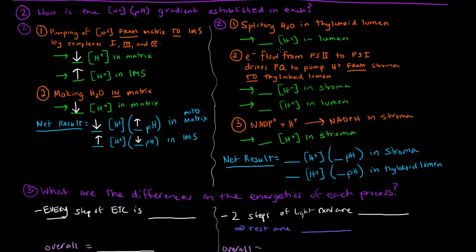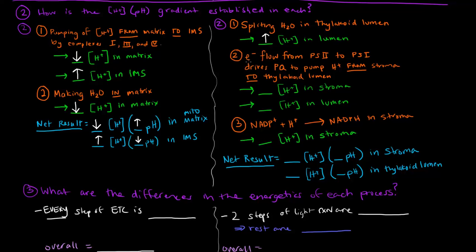Now, in the chloroplasts, we also have a proton gradient established, but it's established in a different way. The first thing that happens is the splitting of water in the thylakoid lumen. So if we take water, we oxidize it, right? We break it up into oxygen and protons. And those protons are free floating, and if this is happening in the thylakoid lumen, then the proton concentration in the lumen would increase. So we'd have a higher concentration of protons in the lumen.